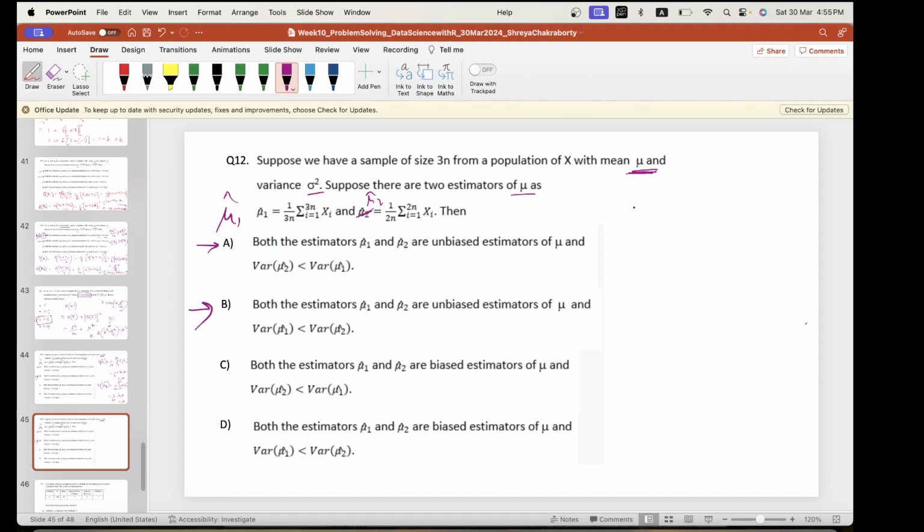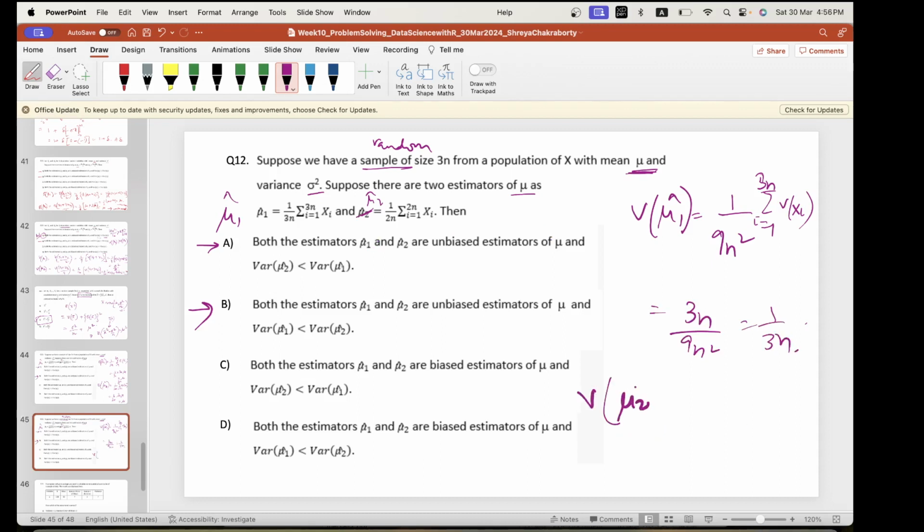So variance of mu1 hat will be 1 by 9n square summation of i equal to 1 to 3n variance of xi. Since we have a sample, we assume it to be a random sample, that means IID. So this means 3n by 9n square, that is 1 by 3n.